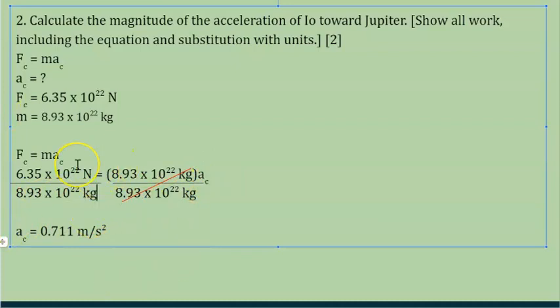Make sure you practice plugging this into your calculator so that you get the correct number. If you get something like 7.11 times 10 to the 40-something, that means you forgot to put this number in parentheses when you were dividing in your calculator. That is very important.